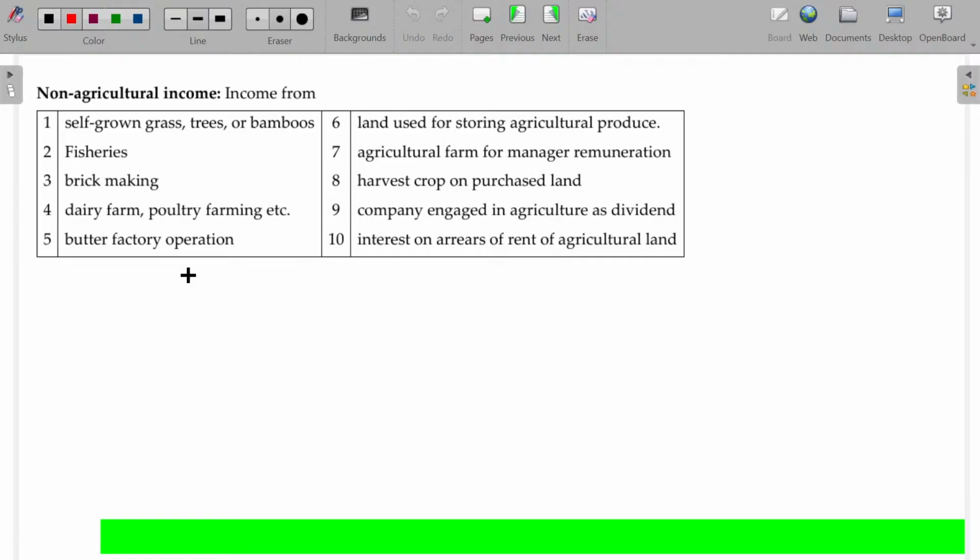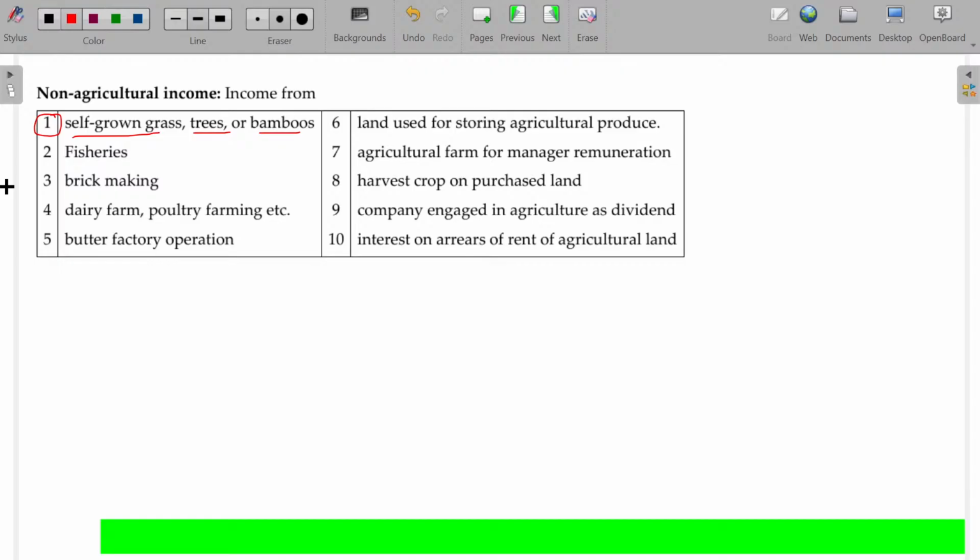Some activities seem to be agri-like, but these activities are considered as non-agricultural income. What are they? Self-grown grass, trees, and bamboos. You have the farmland. You have not maintained it. You have not cleaned it, no weed remover, nothing you have done. All the bamboos and grass grow spontaneously. You have not taken any efforts.